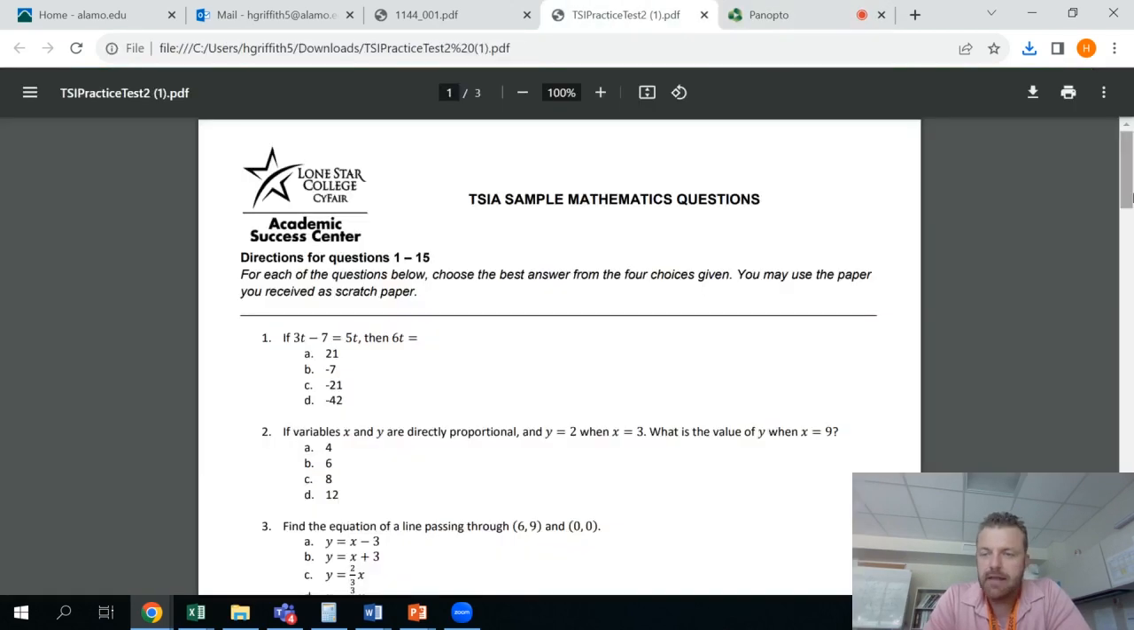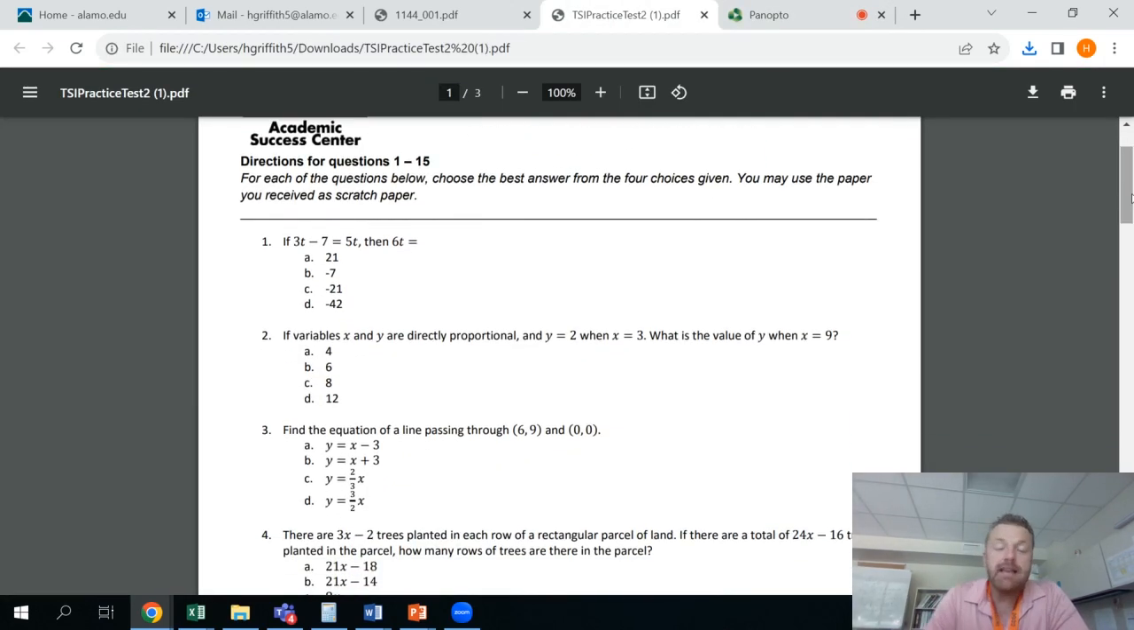So in this video, we're going to look at the first three problems of the last TSI practice test that I posted. So let's begin by looking at problem one. We're told that if 3 times a variable t minus 7 equals 5 times a variable t, then 6t equals what? So really, this is kind of a two-part question.